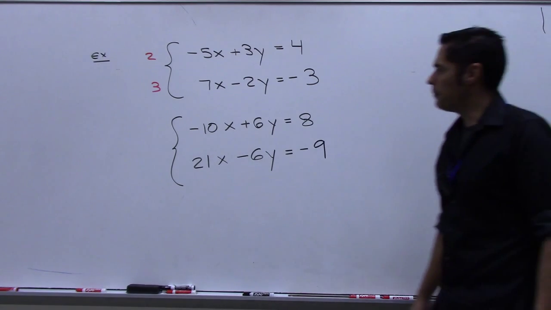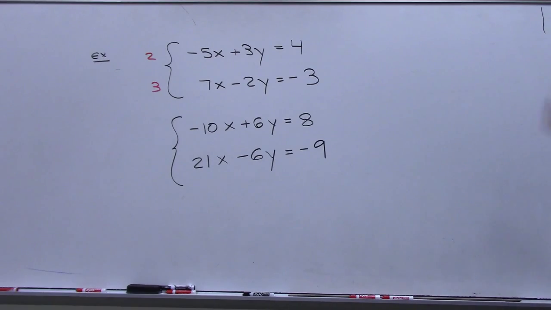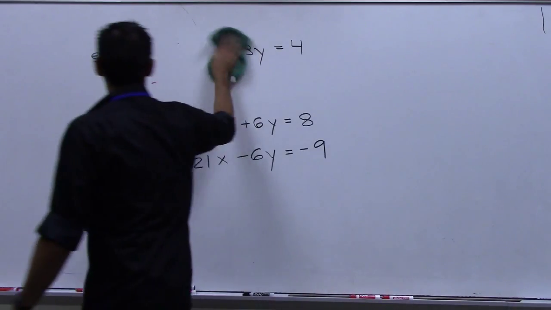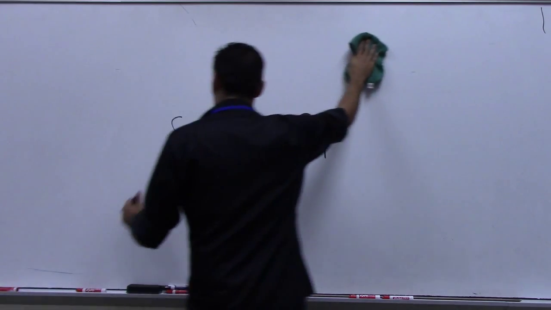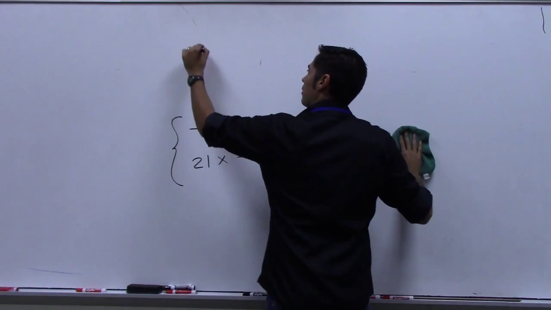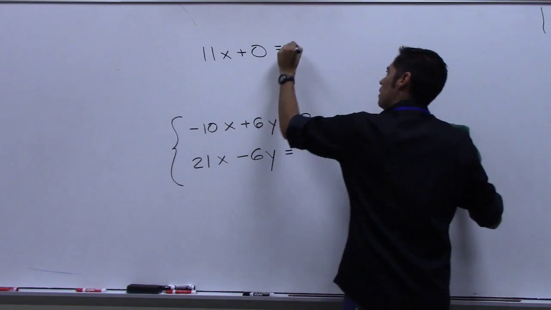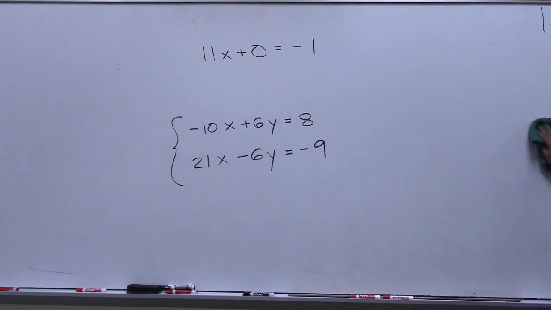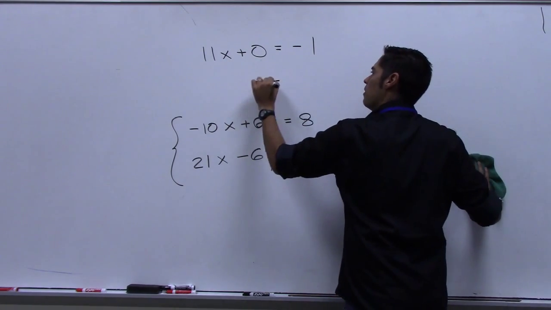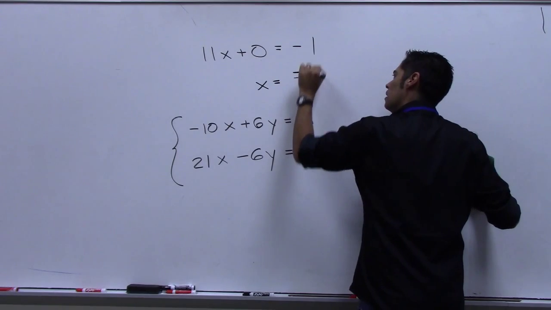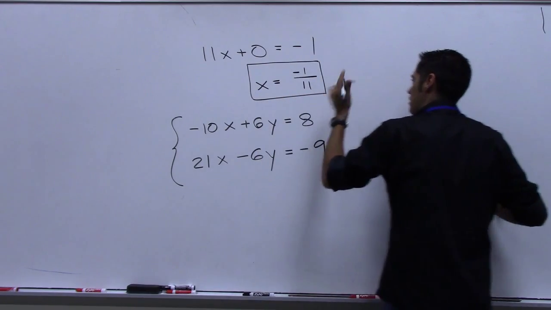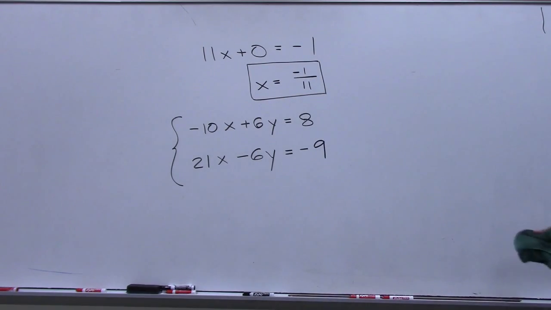Now what? Add them down, right? Add these down. And when you add them down, you get 11x plus 0 equals negative 1. X is negative 1 over 11. And that's it. We're not going to get our calculator out and get a decimal or anything like that. We're just going to leave it as negative 1 over 11.